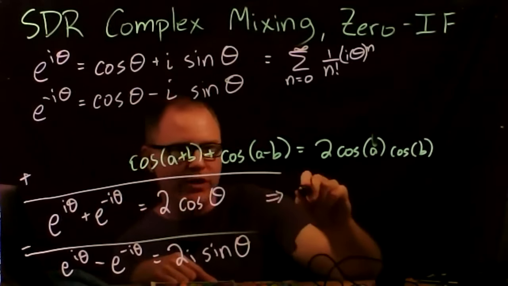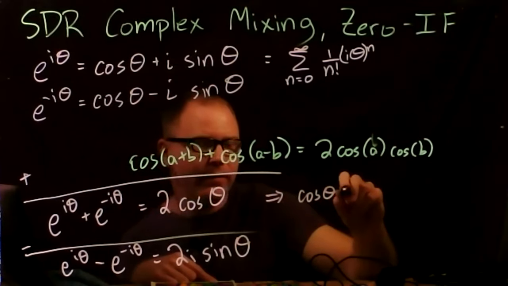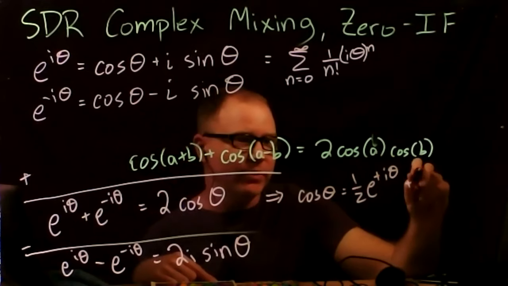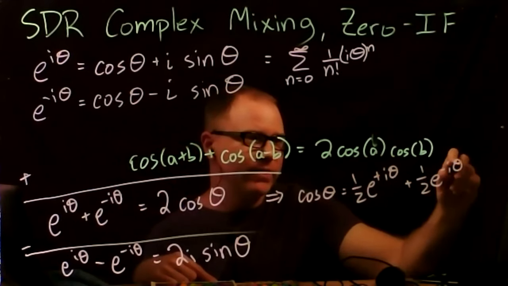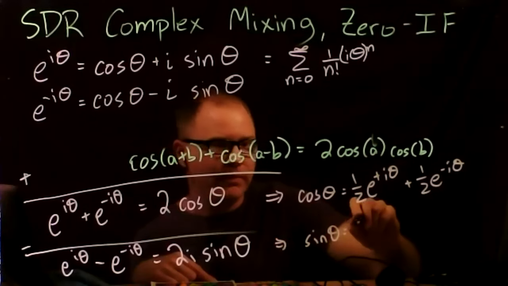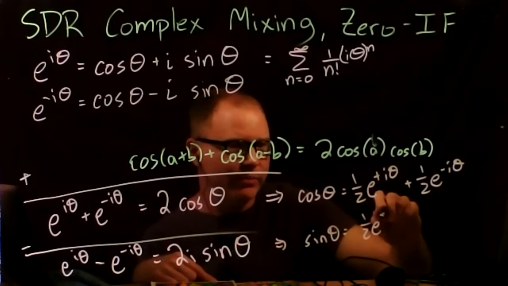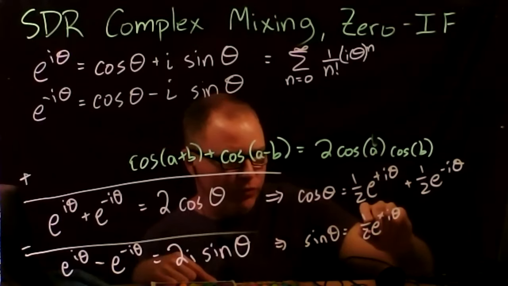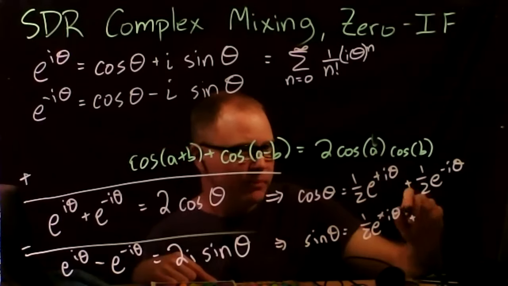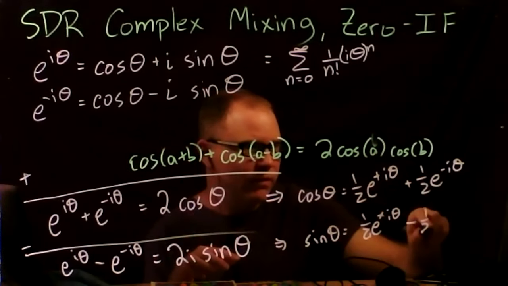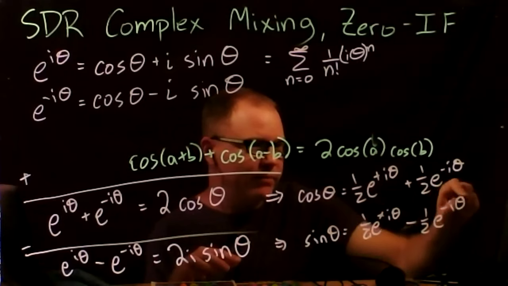So I can use this to solve for cosine theta is 1/2 e to the plus i theta plus 1/2 e to the minus i theta, and sine theta is 1/2 e to the plus i theta, this is over 2i, minus 1/2 e to the minus i theta.